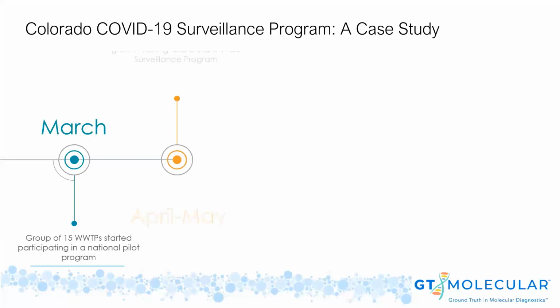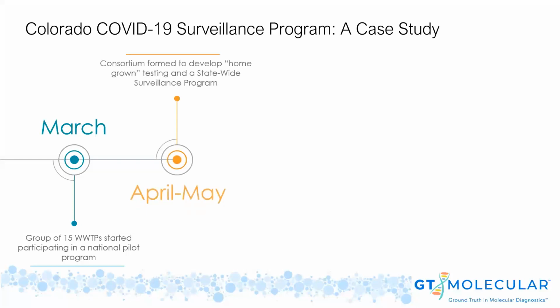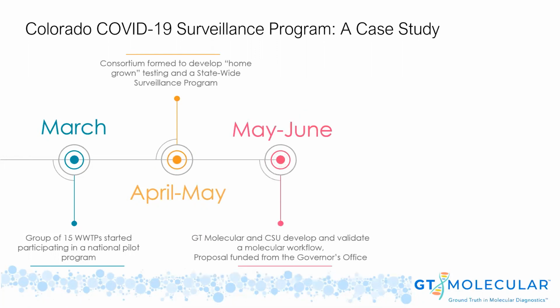With the desire to develop a homegrown testing method, the original Colorado Collaborative and the wastewater treatment plants not included in the pilot study formed a consortium, including the Colorado Department of Public Health, Colorado State University, and GT Molecular. Between May and June, GT Molecular and Colorado State developed the molecular workflow for viral concentration determination. CSU and the Department of Public Health developed a dashboard where the statewide data would be centralized, and the participating wastewater treatment plants provided samples for protocol development. In this time, the group also developed and submitted a proposal for funding, and the governor's office ultimately provided over $500,000 to fund the testing initiative.